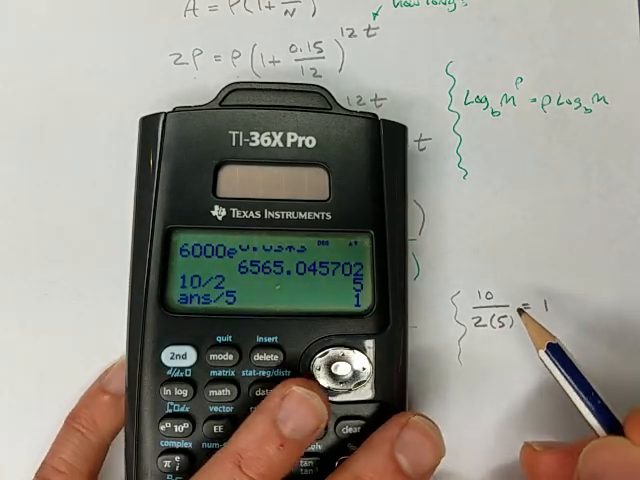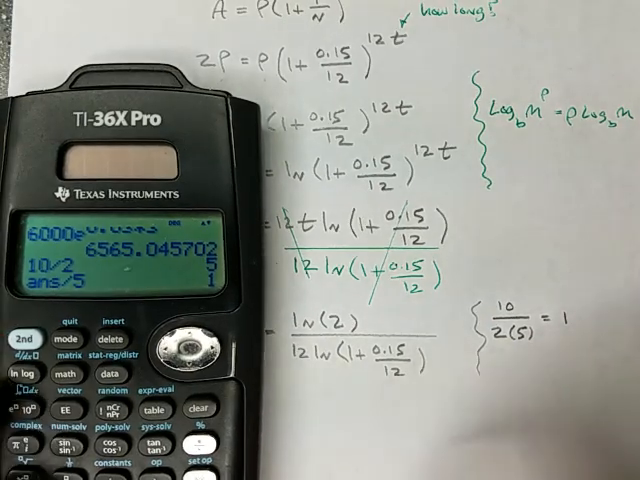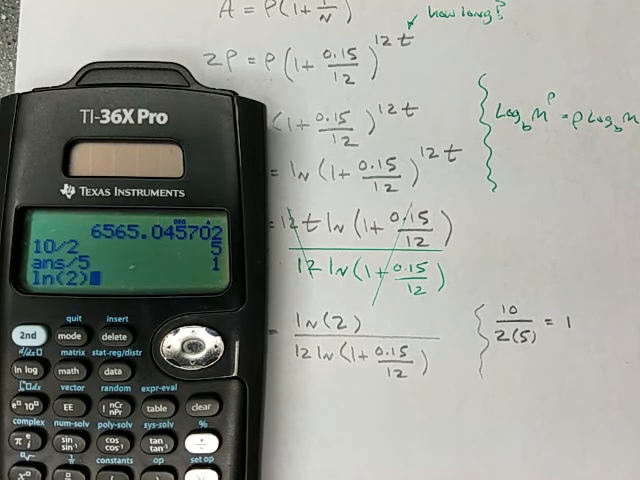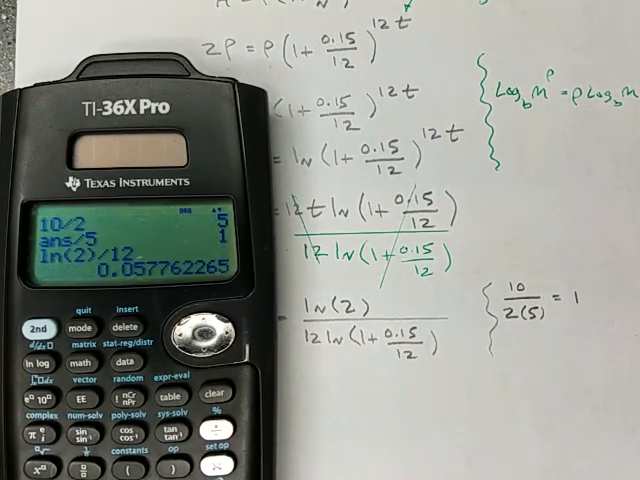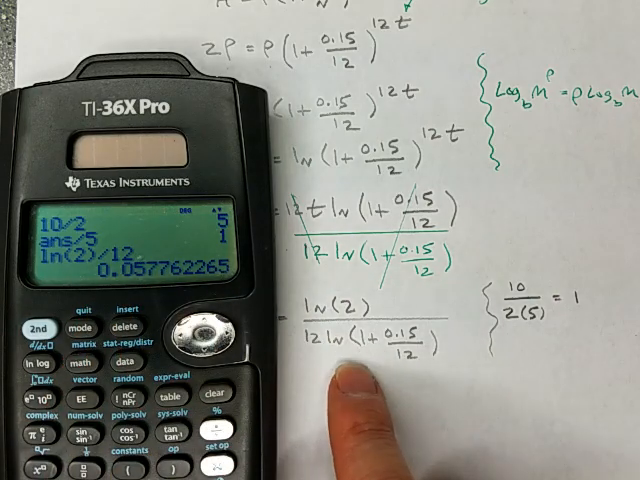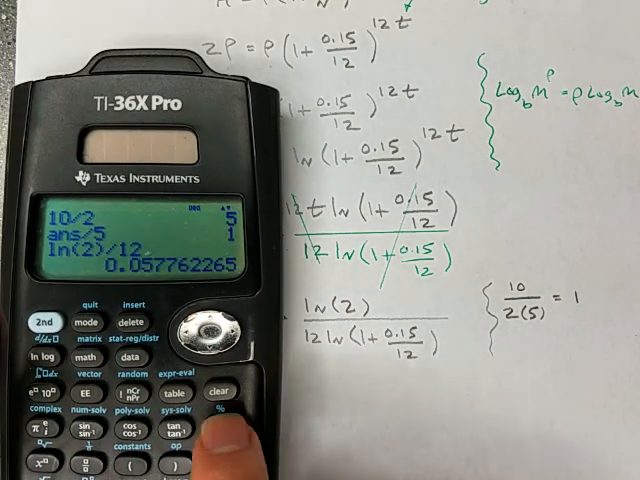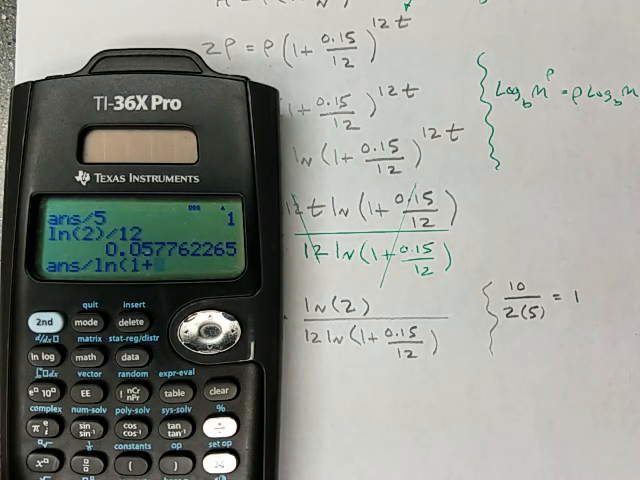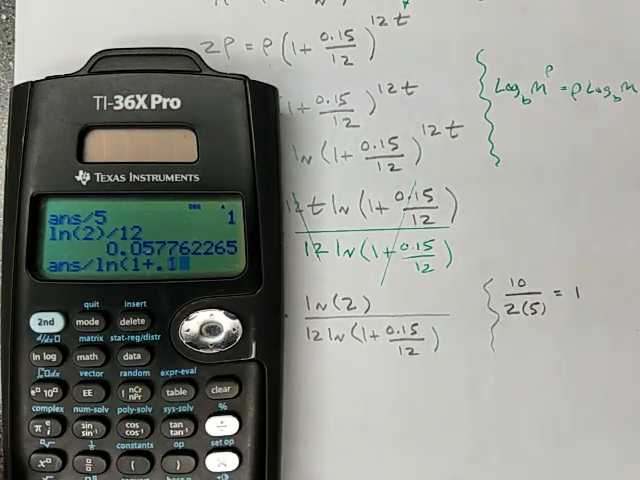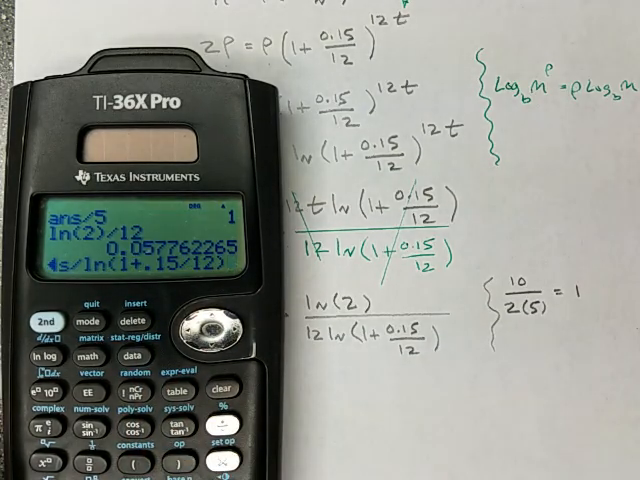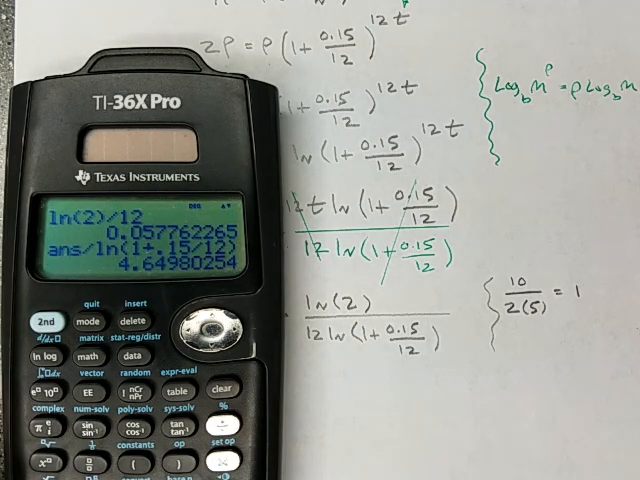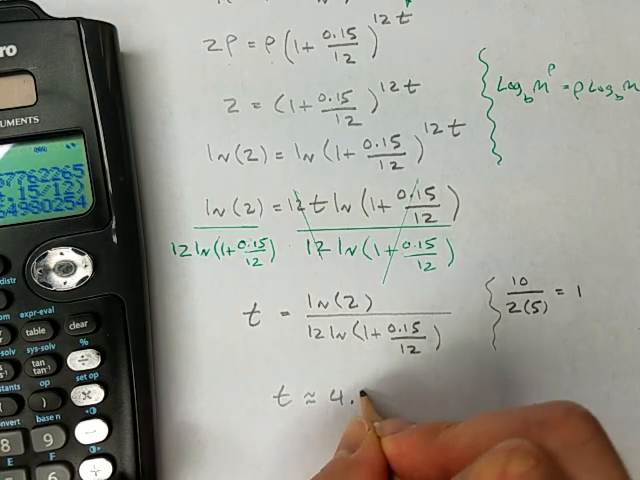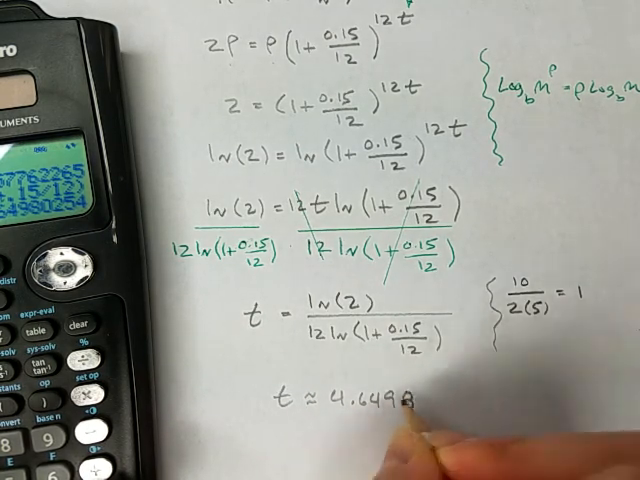Okay, so I'm going to do this one like that. So I'm going to do it just like I did over here. So I'm going to take natural log of 2. All right, there it is. I'm going to divide by 12. Okay, I'm going to take that number and I'm going to now divide by this logarithm. So if I just hit divide and I type natural log 1 plus 0.15 over 12, all right, then that will be it. So 4.649, so t is about 4.6498, and so on. I get this big number.